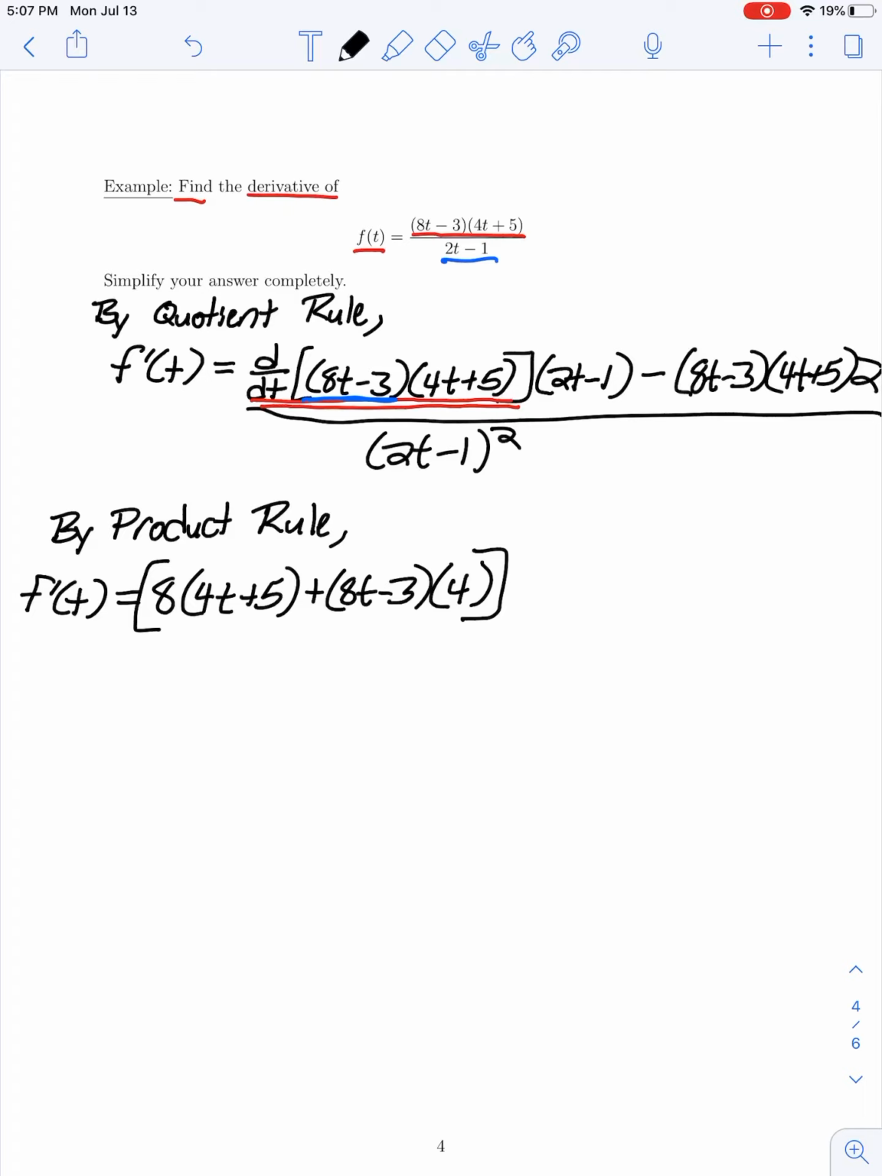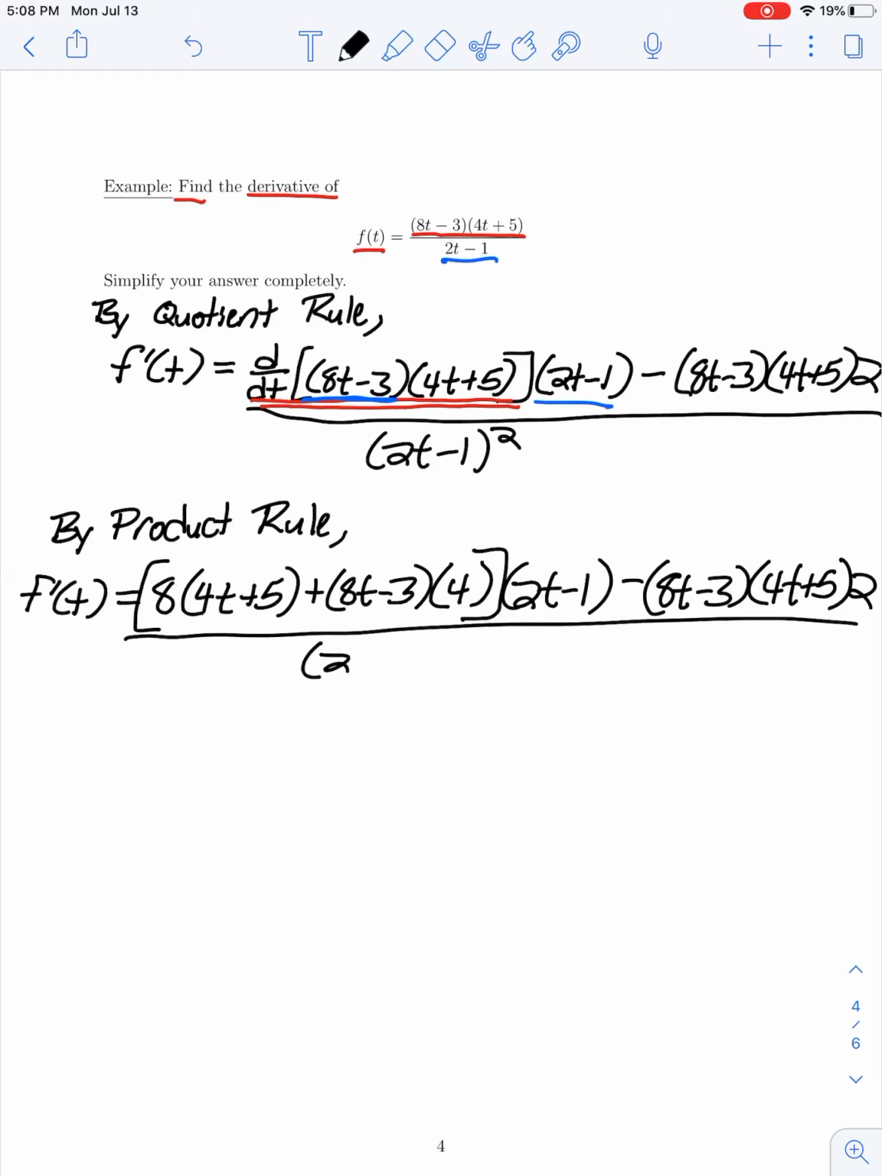So that is the derivative of this product which was appearing in our numerator. Now recall that entire expression is then being multiplied by 2t minus 1. So we then multiply by 2t minus 1, and then we are subtracting the remaining terms, which were 8t minus 3 times 4t plus 5 times 2. And still, all over our denominator, 2t minus 1 squared. So now let's start simplifying. We're told to simplify our answer completely here.